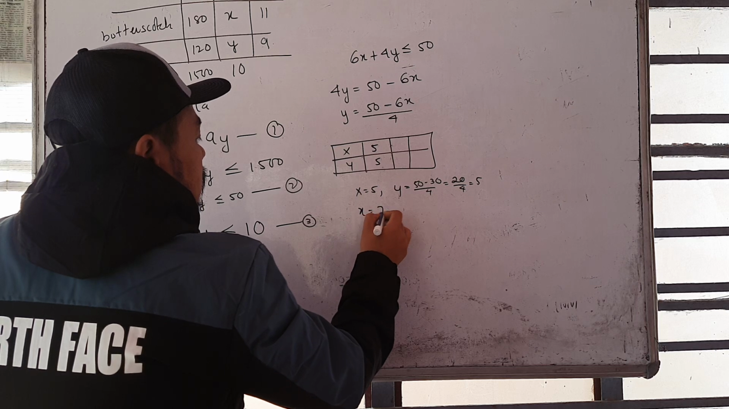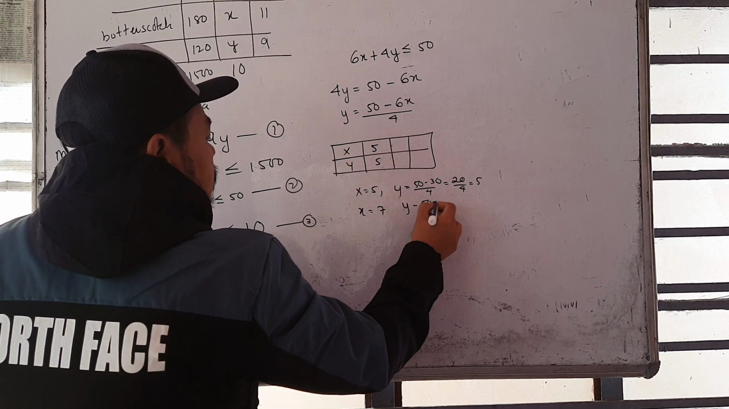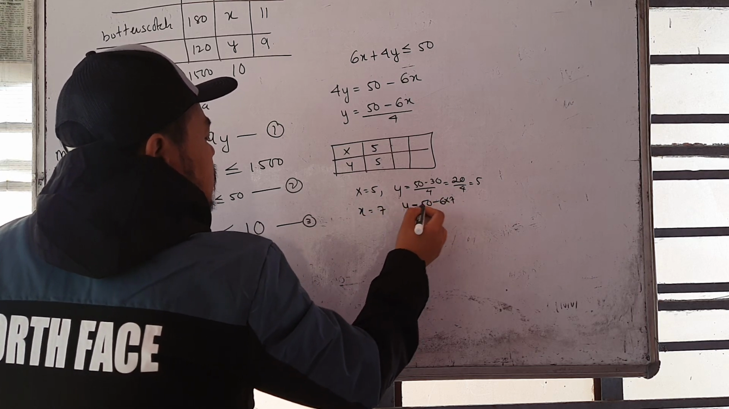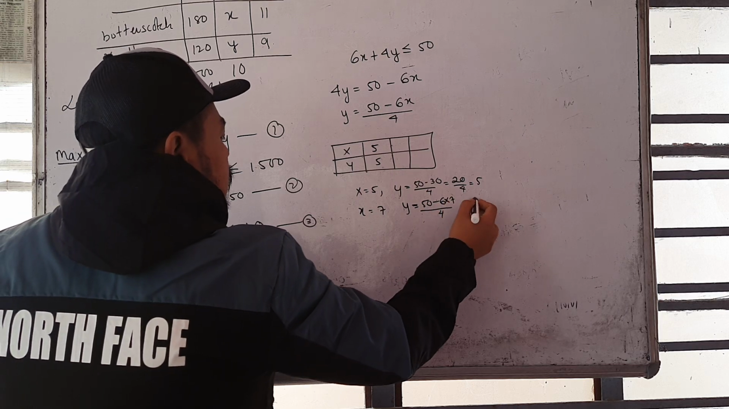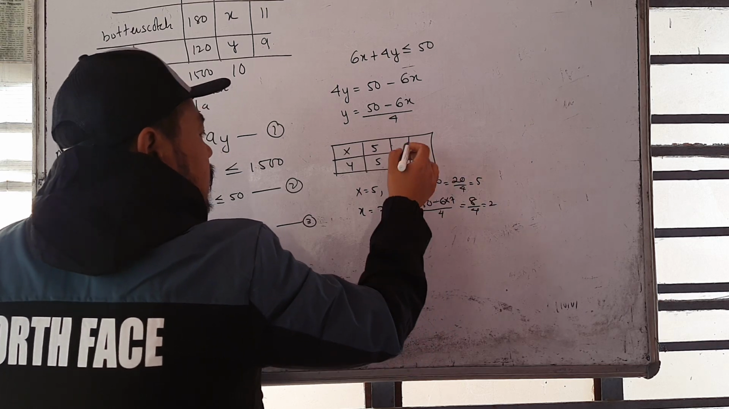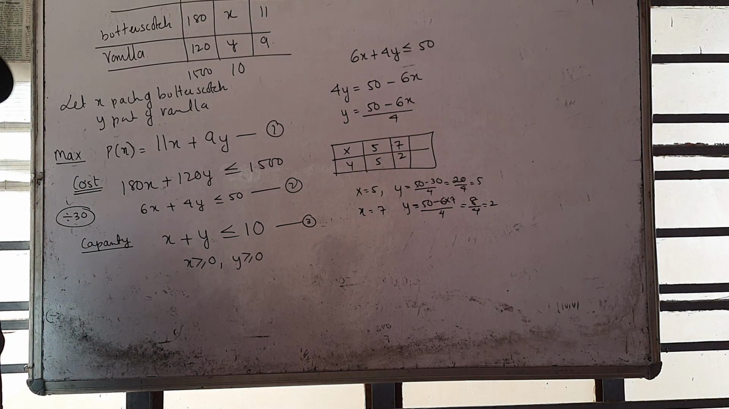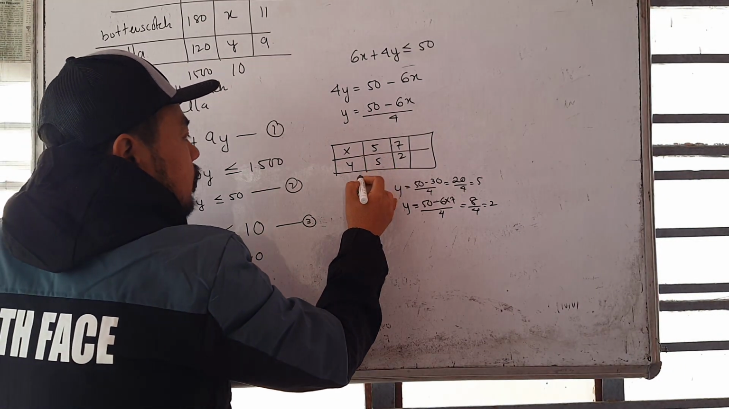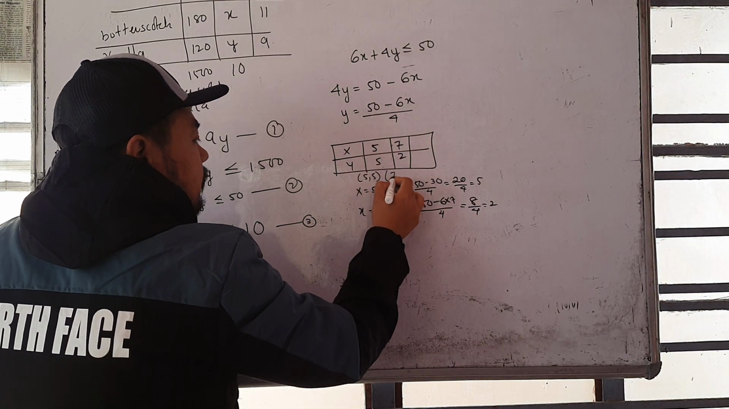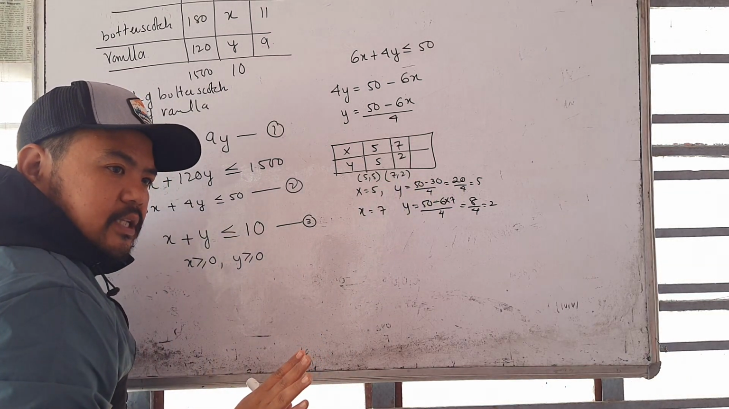7. What is it? 6 sevens are 42. So what are you getting? 7 and 2. Is it clear, everyone? Yes or no? Okay, you got the points. Please tell me the points. What are the points? (5, 5) and (7, 2). Did you understand till here?